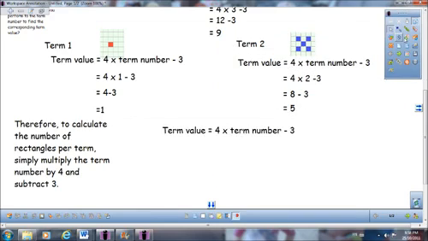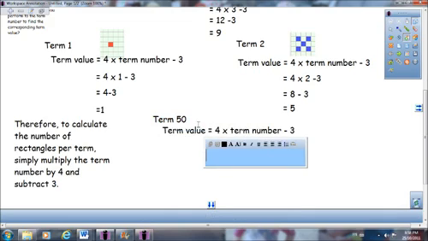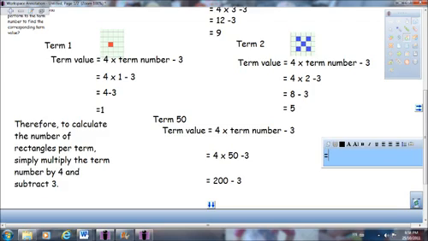term value? Well, to find the 50th term value, term 50, I can use my equation very simply. I take term 50 and I plug it into where it says term 50. So it equals 4, I substitute it, times 50 minus 3. Do the multiplication first, make sure you show your work, you're going to find that it's going to end up being 200 minus 3. And that equals 197.